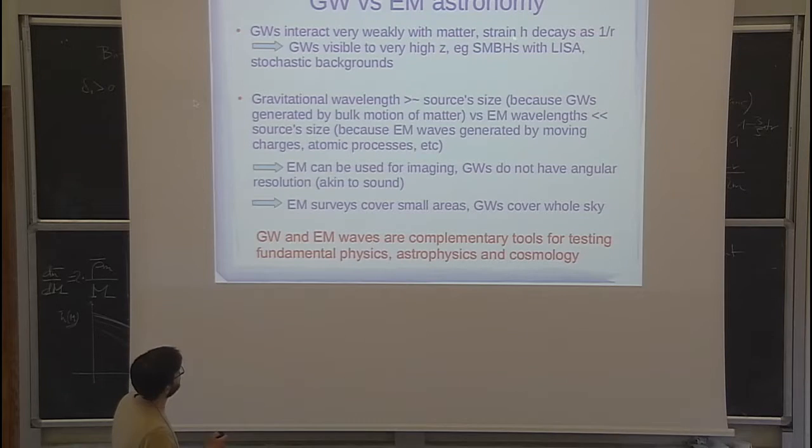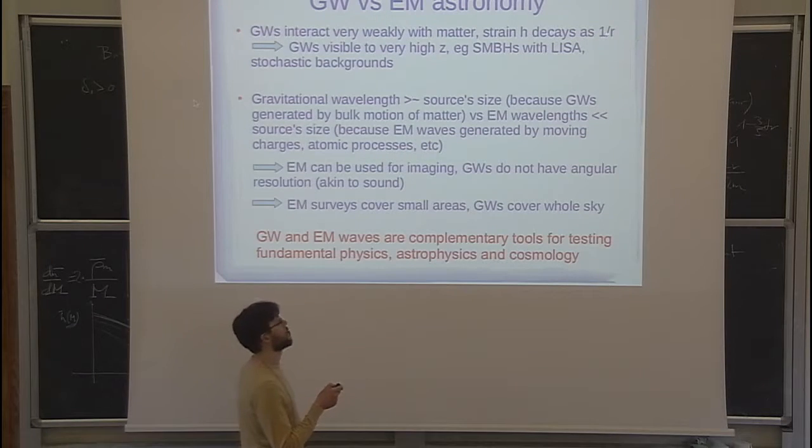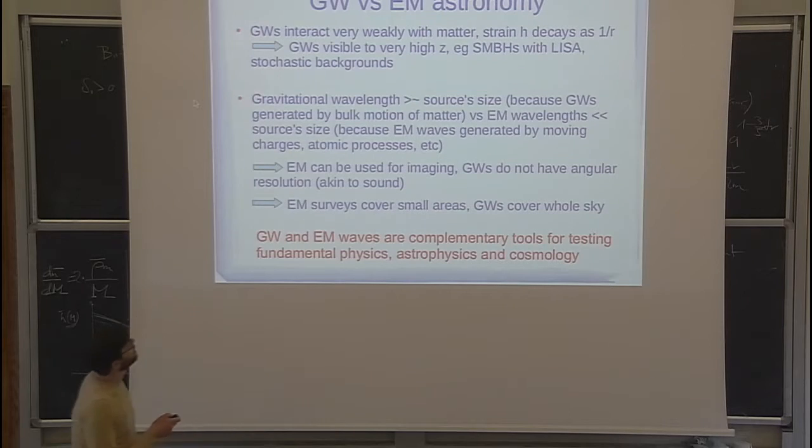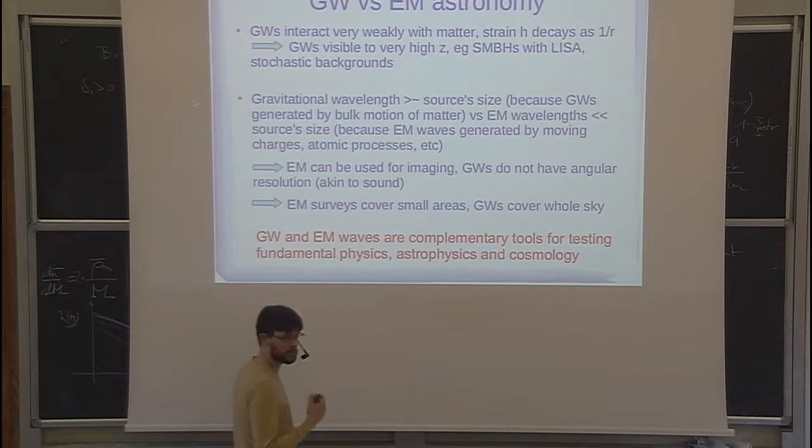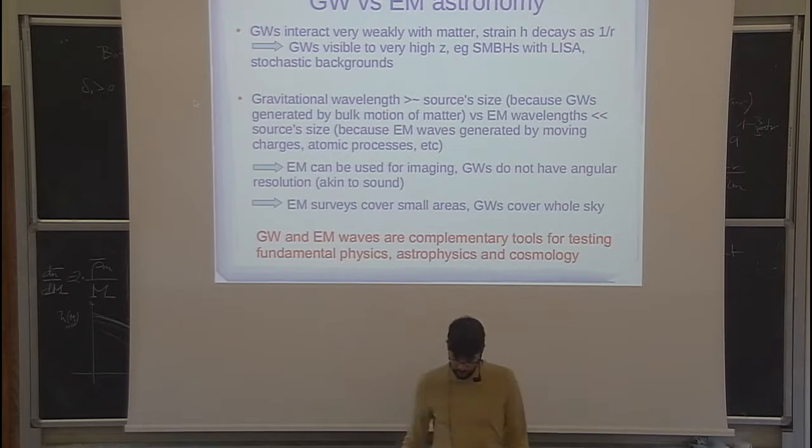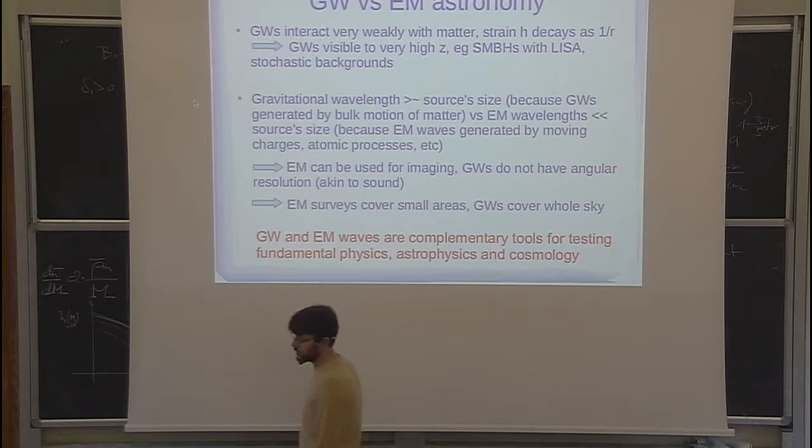The other difference is that, as I emphasized several times, the gravitational wave signal amplitude, h, decays as 1 over the distance, as 1 over r, or actually as 1 over the luminosity distance, as I explained this morning. Whereas electromagnetic fluxes decay as 1 over r squared, and therefore they decay faster. So gravitational waves allow you to go to much higher redshift than most electromagnetic observations, with the exception of radio observations, which are sensitive to the electric field, which also decays as 1 over r.